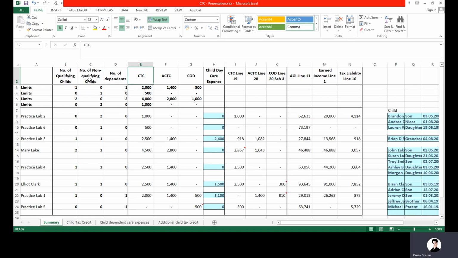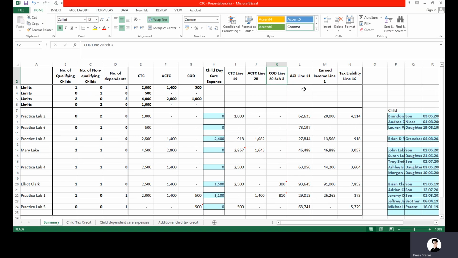How much will be the child tax credit if they are qualifying? How much will be the ACTC if they are qualifying or non-qualifying? How much will be the credit for other dependents? And there will be child daycare expenses. I say the credit for other daycare expenses is going to go in your line 20 after line 19 of CTC. This is line 19 CTC, line 20 ACTC, and line 20 Schedule 3, COD, child credit for other dependents.